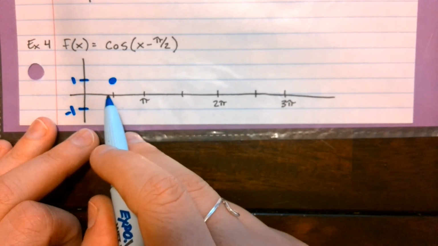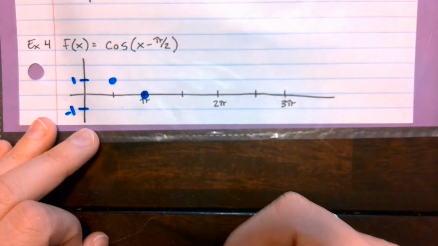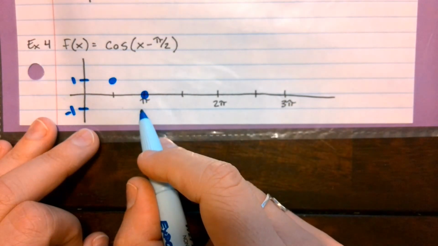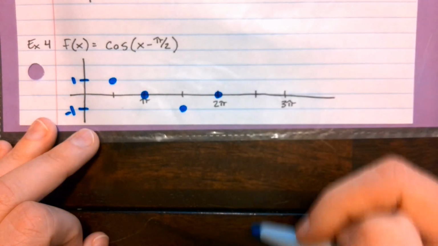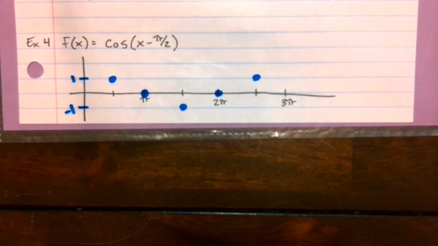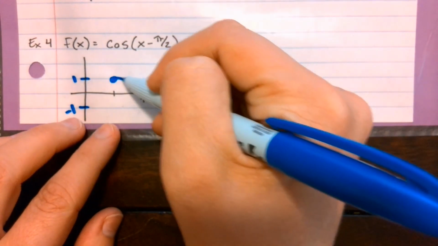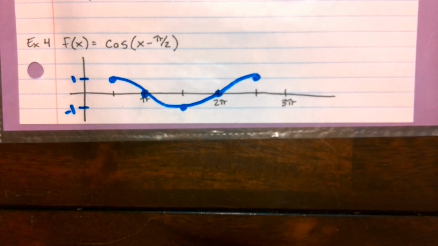Normally at pi over 2, it's at 0, so I'm shifting that one over. I'm shifting, my pi is normally here, so that's going to be 1 over. My 2 pi is now at 0, and then my, see, what would that be? 5 pi over 2 is at 1. So I've just shifted the whole thing. If it helps you to draw the parent function first, and then to shift everything pi over 2, that could be helpful.